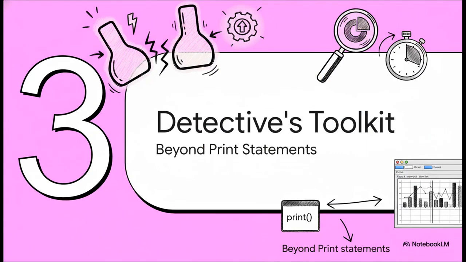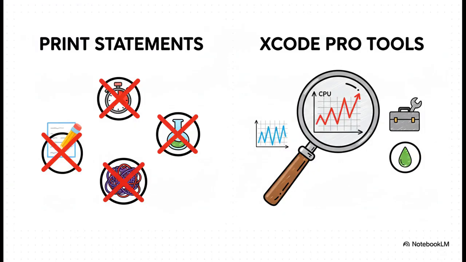Now, to find these bottlenecks, we've got to upgrade our tools. Just guessing where the problem is, well, that's not going to fly. We need hard evidence. And that means moving beyond simple print statements and using the professional tools built right into Xcode. Look, we all use print statements. They're great for seeing what a value is, but they can't tell you how long a function took to run or if it's leaking memory. To find those clues, we need Xcode's Pro tools.